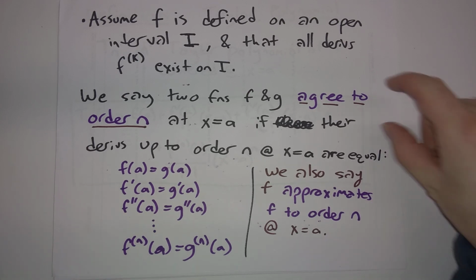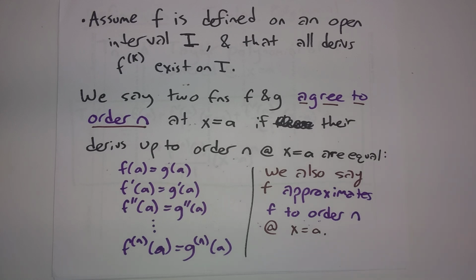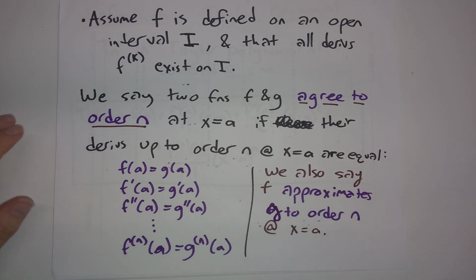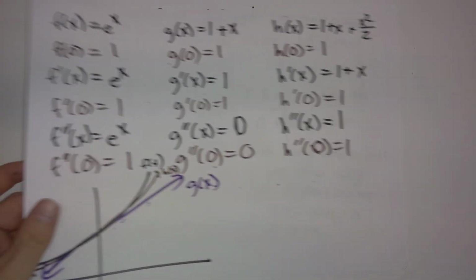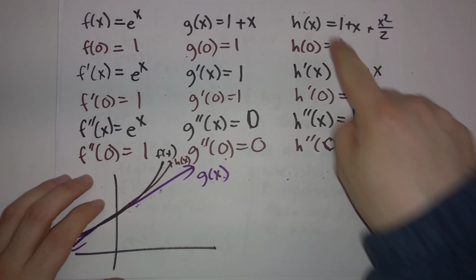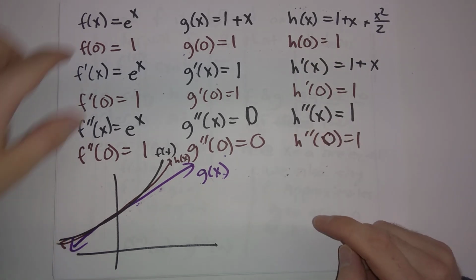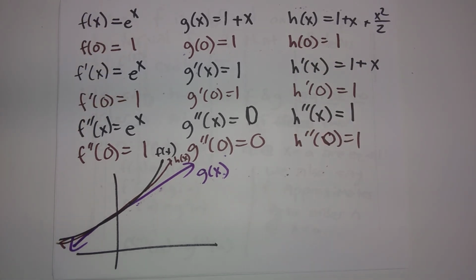A different way to say agree to order n is f approximates g, or g approximates f, to order n at x equals a. And so what's going on here, in the previous video, we essentially argued that h of x and f of x are agreeing to order 2 at x equals 0.